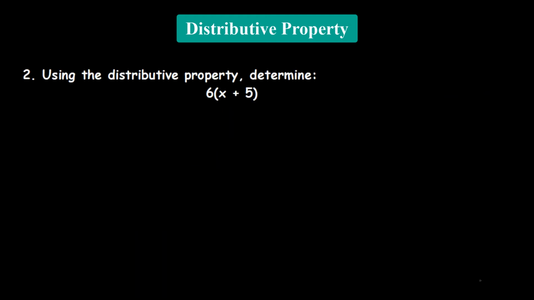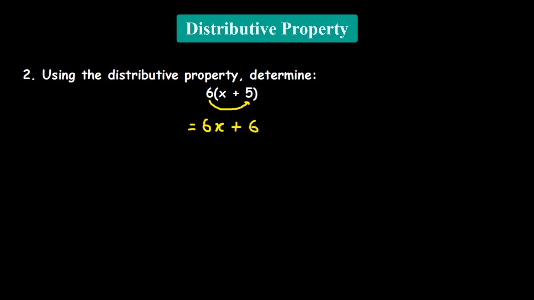So in this particular example, we have 6 multiplied to the sum of x and 5. So here x plus 5 represents an algebraic expression. So let's apply the distributive property and see what its value is going to be. First we are going to distribute 6 to the first term, that is x, so that will be simply 6 multiplied to x, which gives us 6x. So we have a plus sign here, so we put the plus sign, and then we are going to write the product of 6 and 5 because we have to distribute 6 with the second term as well.